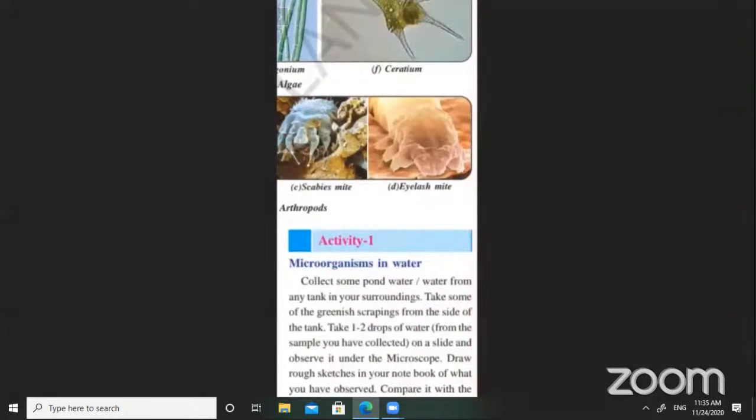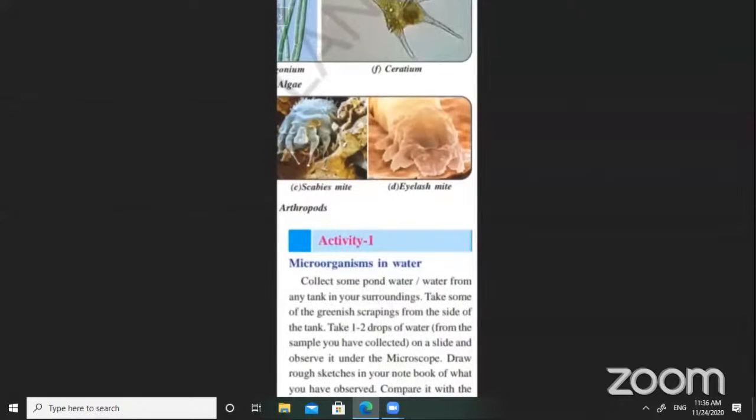On the side of this tank, you will observe greenish scrapings already. You have to take some of the greenish scrapings from the side of the tank, along with the water you have collected from the tank or pond, and take 1 or 2 drops of water from that collected sample.